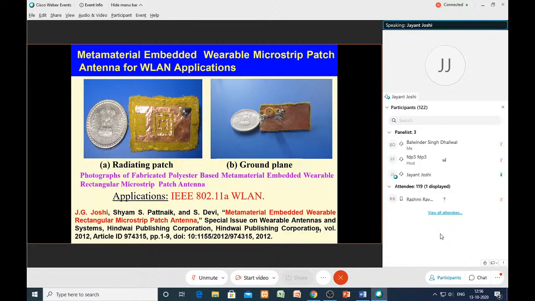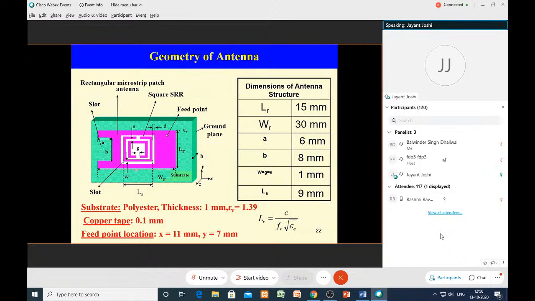Now come to this part. If you see the green one, that is your wearable substrate. Here I have used polyester. What are the dimensions that we will see? This is the actual geometry. First of all, go for designing of the geometry by using mathematical modeling.